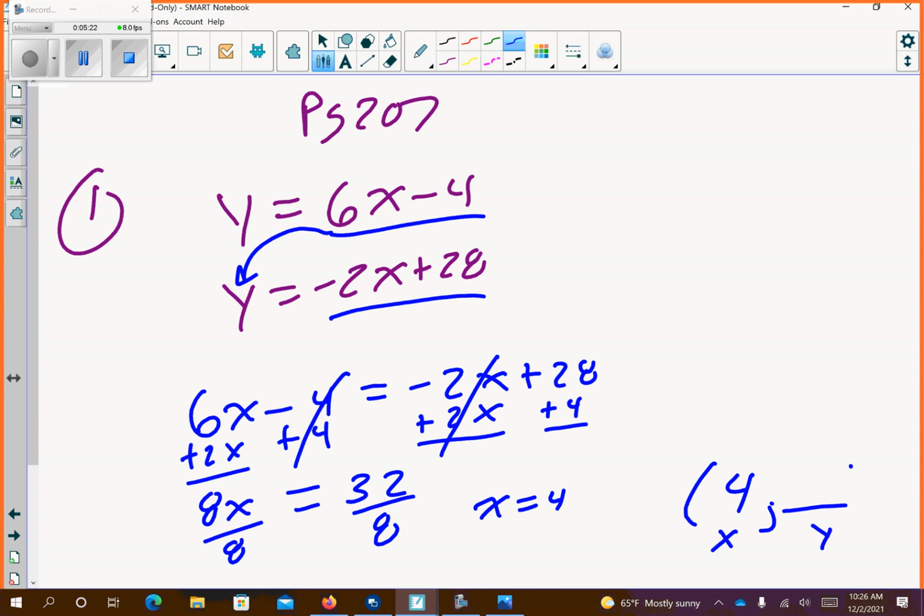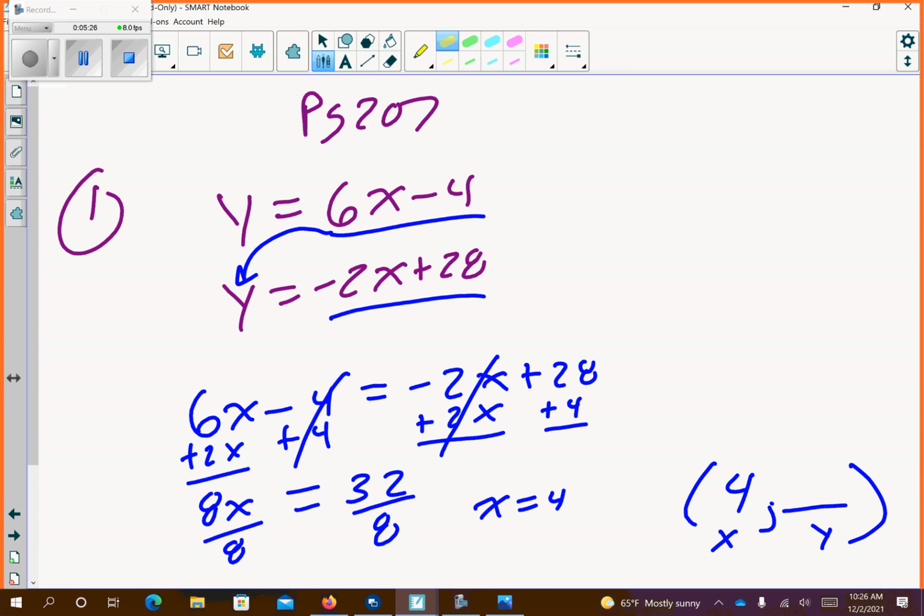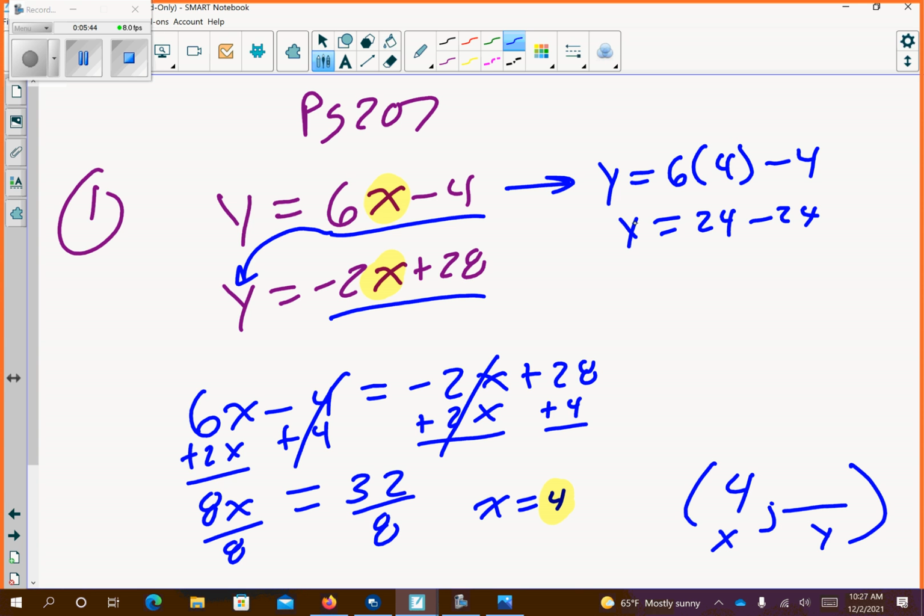I need to figure out the y value now. All right, so I'm going to take this 4 and plug it in either on this one or on this one. It doesn't matter. They will give you the exact same answer. I like the top one better because I don't have to deal with any negatives. 6 times 4 minus 4. So y equals 24 minus 4.